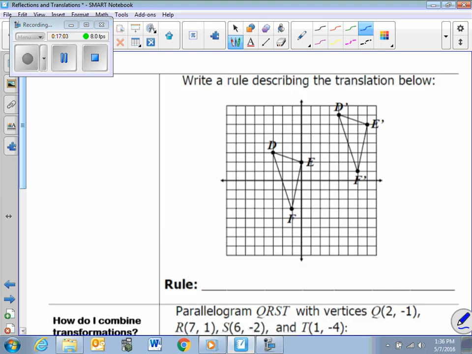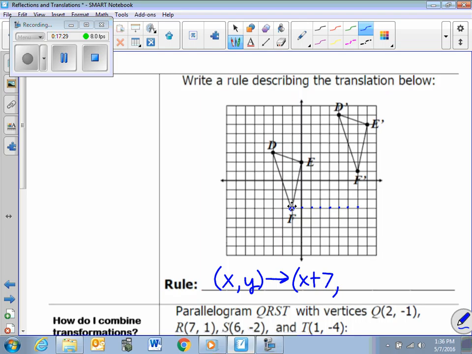So really, all we have to take is one vertex, and we have to find out how it was moved. Why don't we just start with F here and see what happened to F? With F, we went 1, 2, 3, 4, 5, 6, 7 units to the right. So I know what my rule is here is going to be x plus 7.